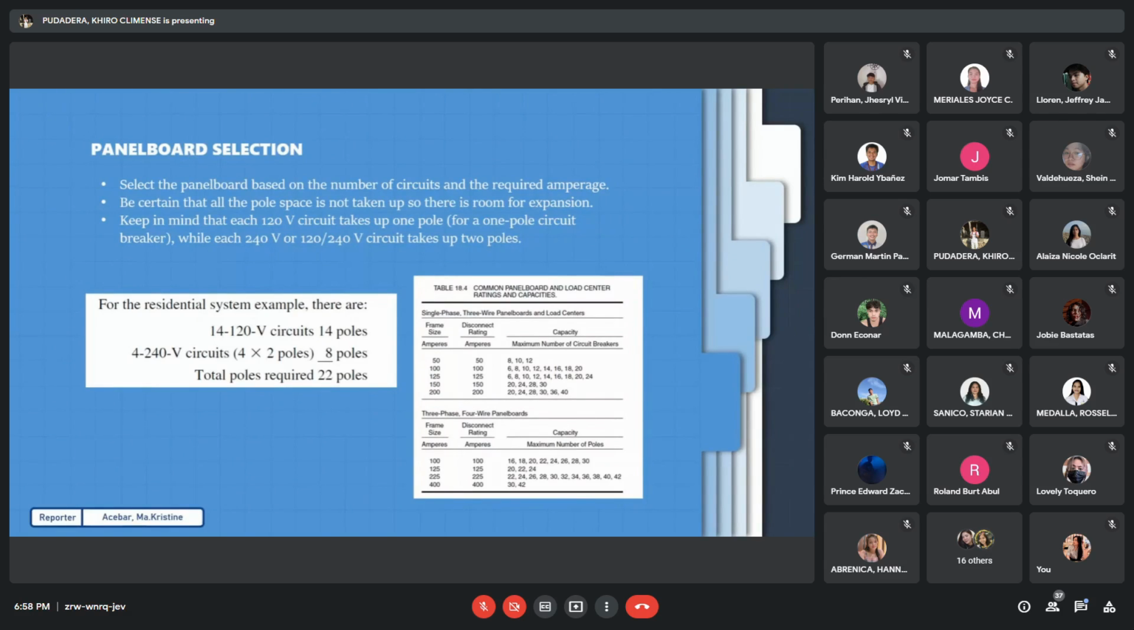Then we also keep in mind the panel board rating that was selected. So the total poles required is 22 poles, then the panel board rating is 150 ampere. We'll look at Table 18.4 since the panel board rating is 150A. Then we will use the 150 ampere 24 pole panel board. So that is all for our report. Thank you for listening.